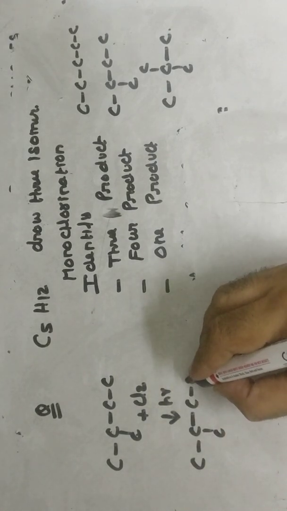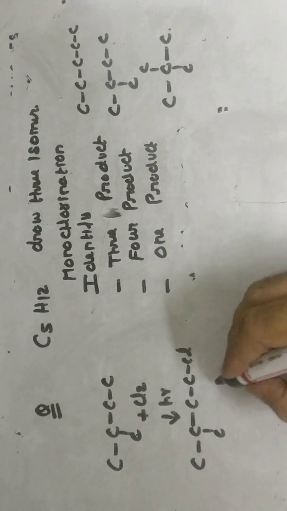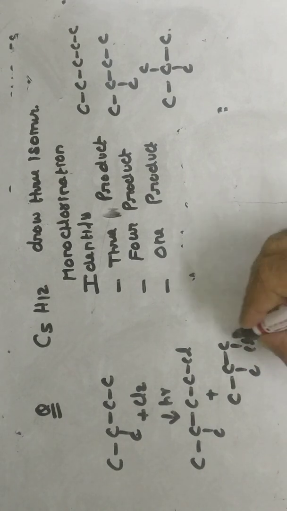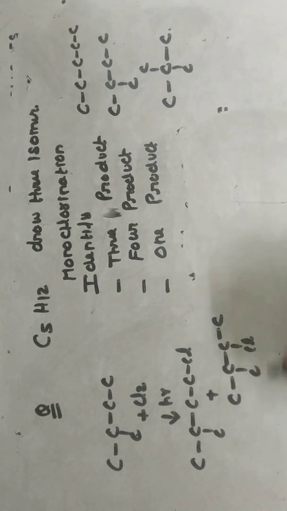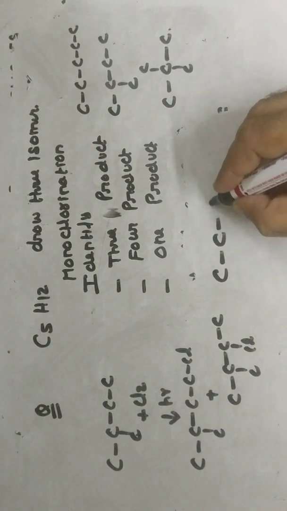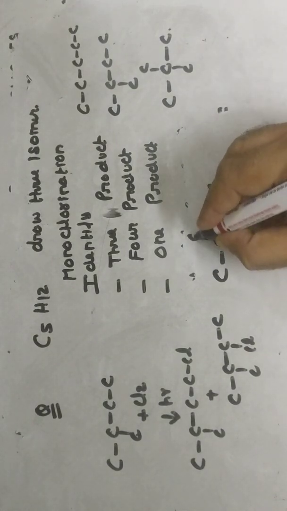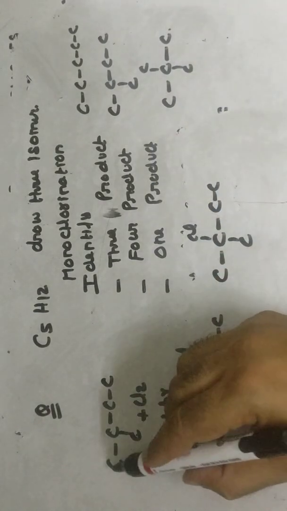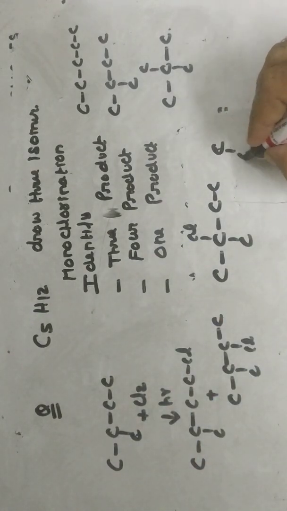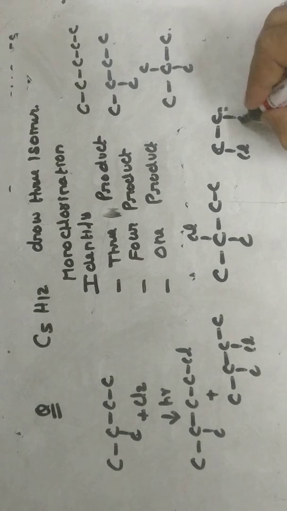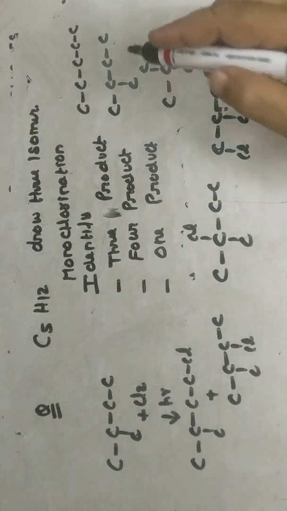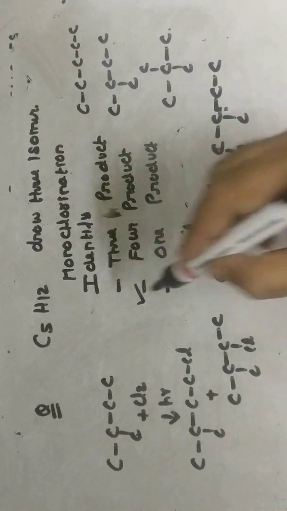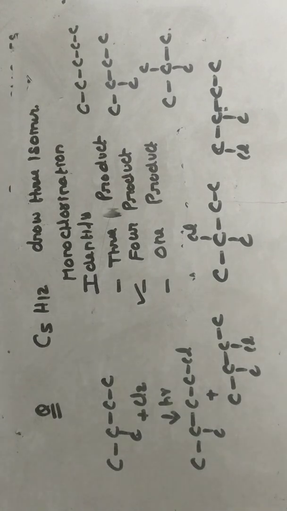We can put the Cl at the first carbon by replacing hydrogen. On the second carbon, this will be the product. On this carbon, this will be the third possible product. And the fourth possible product can be, you can put Cl on either of these carbons. These are both primary carbons, they're equivalent. So let's put Cl over here. So in the case of isopentane, when you react with chlorine one time, you can get 4 possible products.